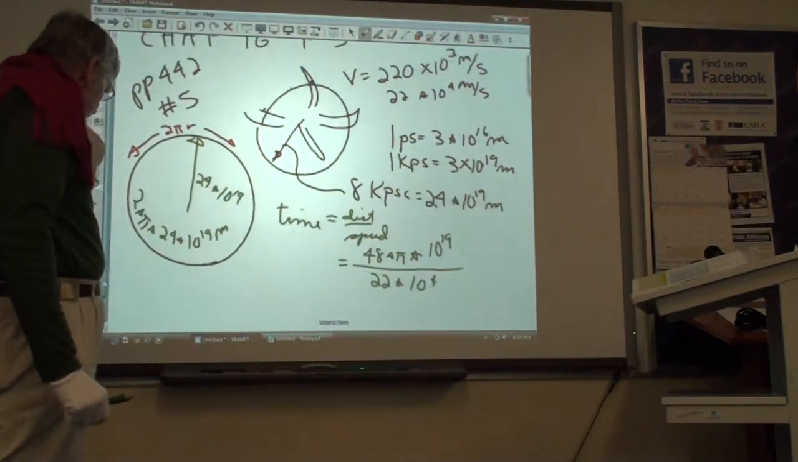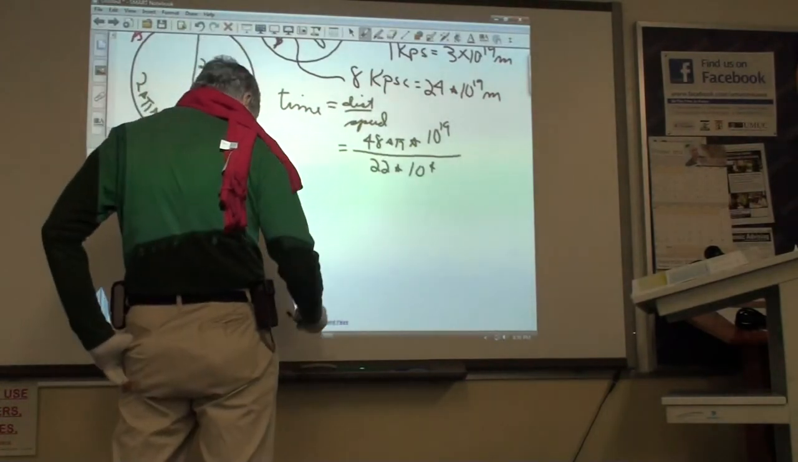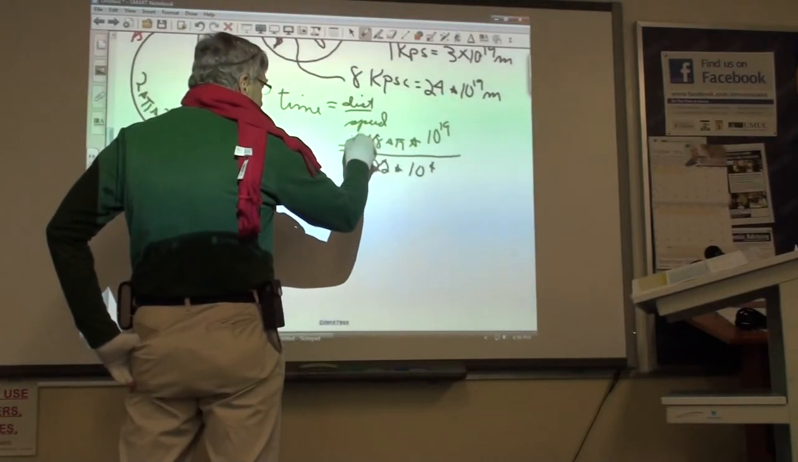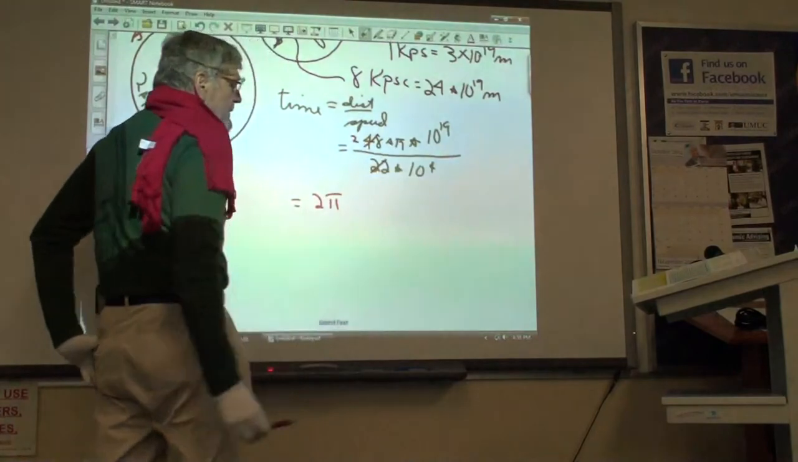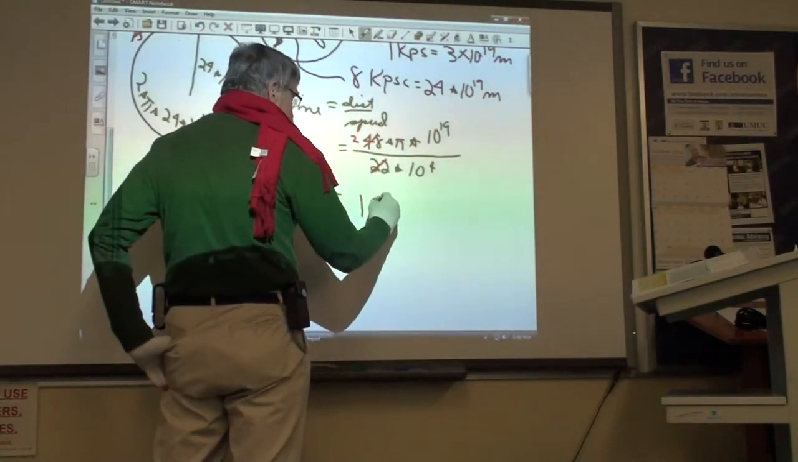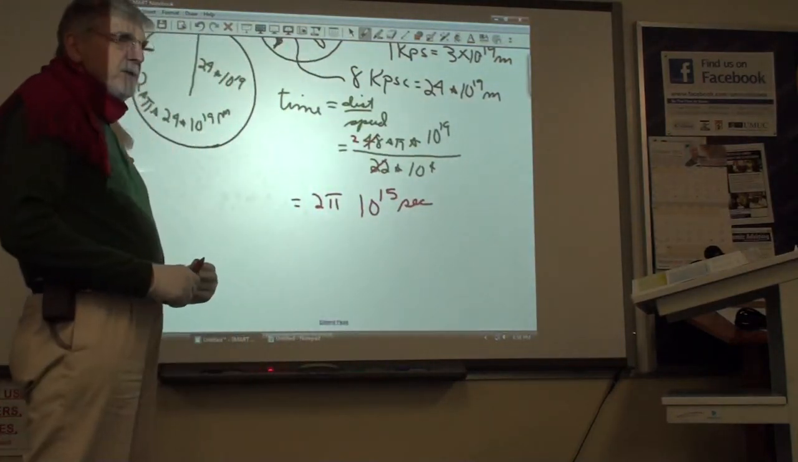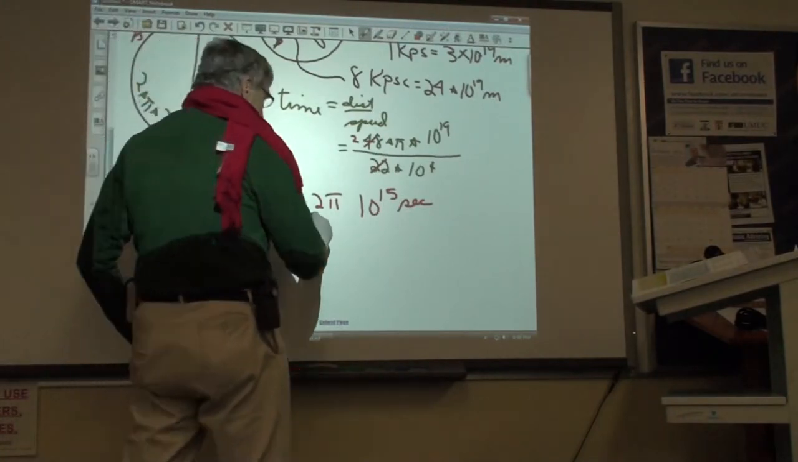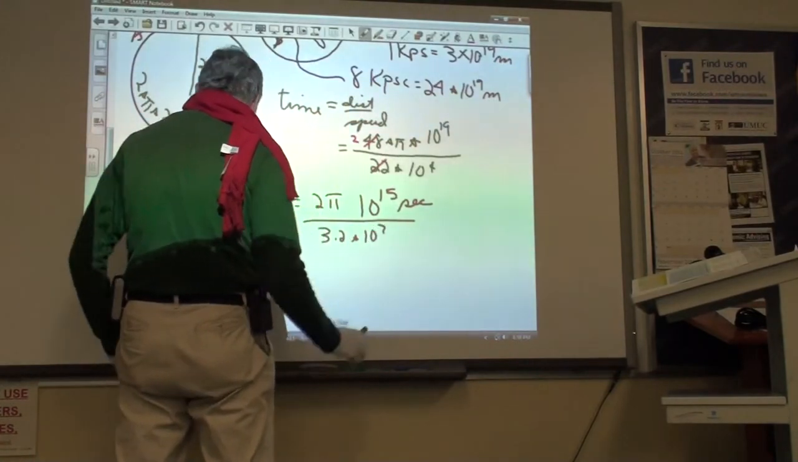So now let's continue with the arithmetic. And what we're going to do is say that the 22 goes into the 48 2 times. So what we have is 2 times pi, and 10 to the 19th on top, and 10 to the 4th on bottom is going to be 10 to the 15th seconds. And what we're going to do is divide that by the number of seconds in a year, and the number of seconds in a year is 3.2 times 10 to the 7th.